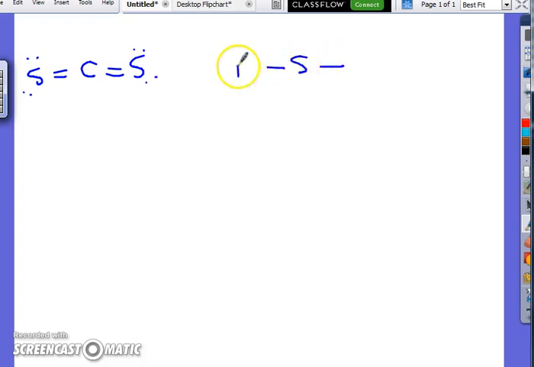Sulfur difluoride looks like this. It's still linear. And if you can't remember how to draw them, you can look back at the video that I did for homework. I believe that was on covalent page 2. Yeah, the one in that chart. And your rules are on page 2 as well.